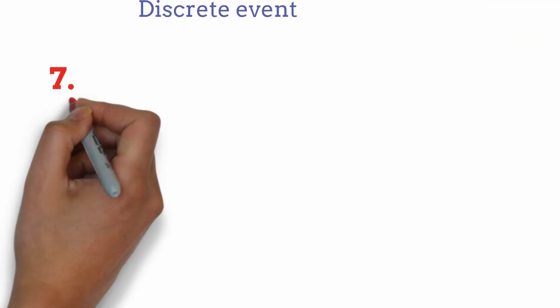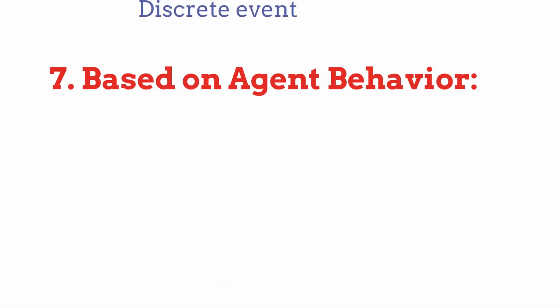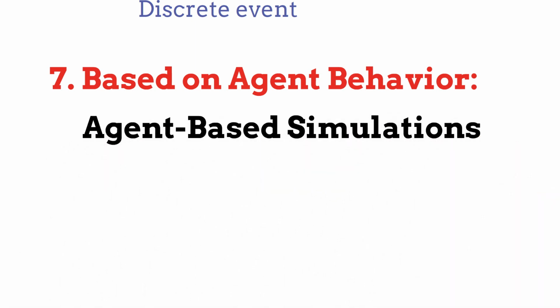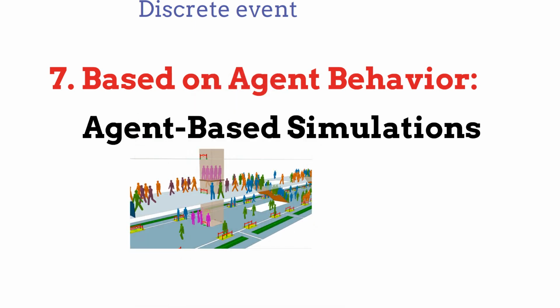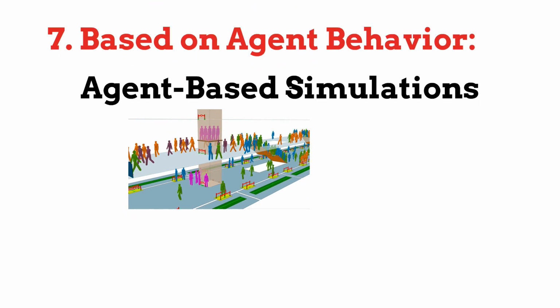Number 7, based on agent behavior. Agent-based simulations. They focus on modeling individual agents or entities within a system and their interactions. They are used in social sciences, ecology, and economics. For example, simulating the behavior of individual pedestrians in a city to study traffic patterns and urban planning.